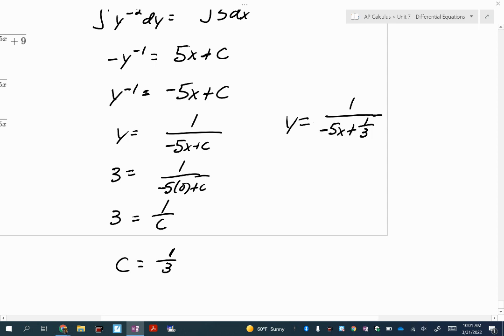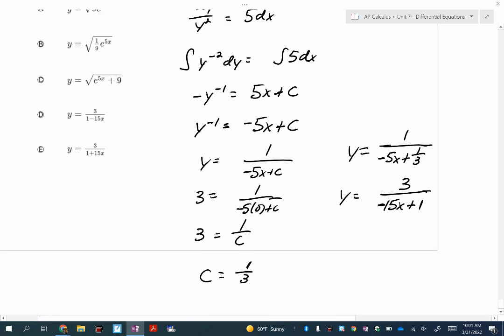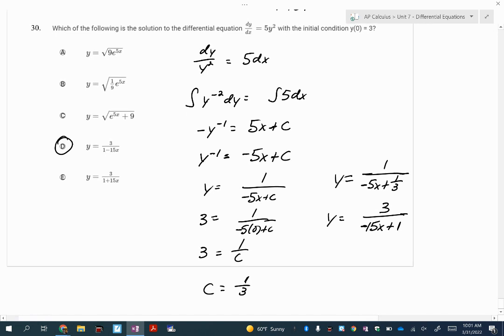But now since this is the third time this has happened, you know the AP exam is going to get rid of that fraction by multiplying everything by 3. So negative 15x plus 1. Let's see if we can find that answer choice. So 3 over 1 minus 15x. So letter choice D.